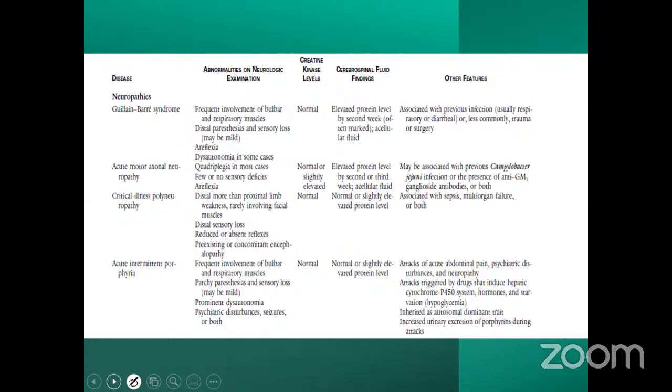Acute motor axonal neuropathy is associated with Campylobacter jejuni infection. Here, the compound muscle action potentials are reduced, but there is no conduction block. It also has quadriplegia with no sensory deficits, and areflexia. We already read about critical illness polyneuropathy and acute intermittent porphyria, which I'm not going to repeat.